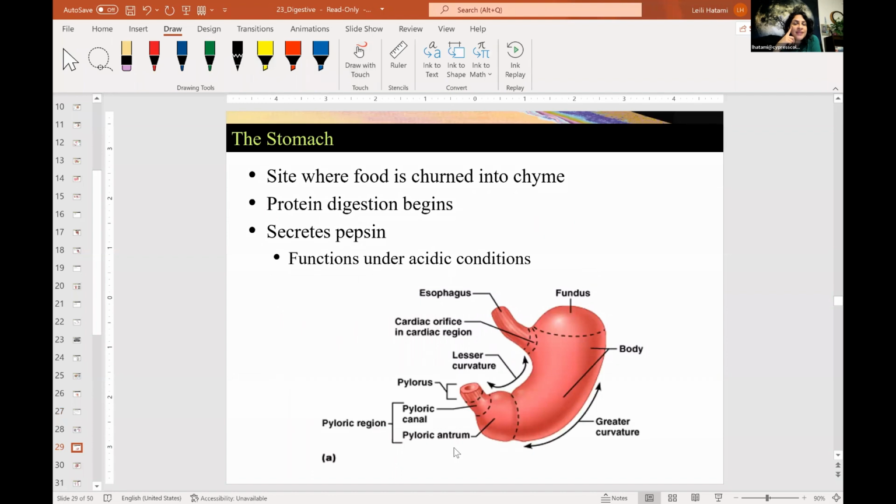The stomach is the next organ, which is very important in the digestion of protein, because in our stomach, there are some cells which produce pepsin, an enzyme which digests protein.